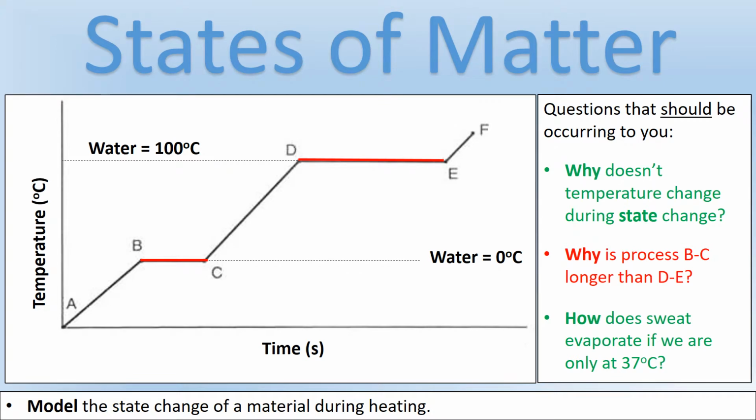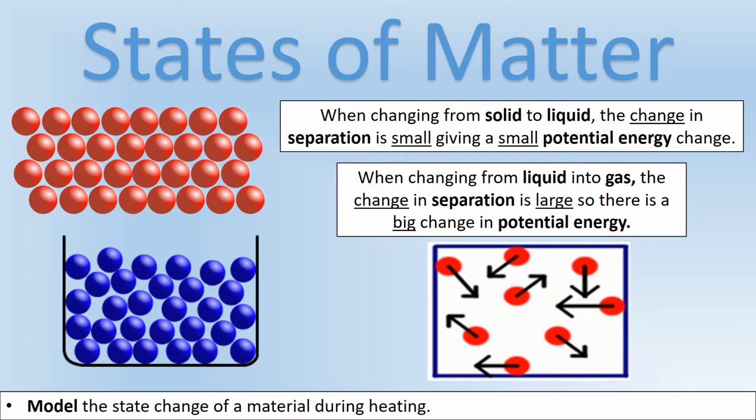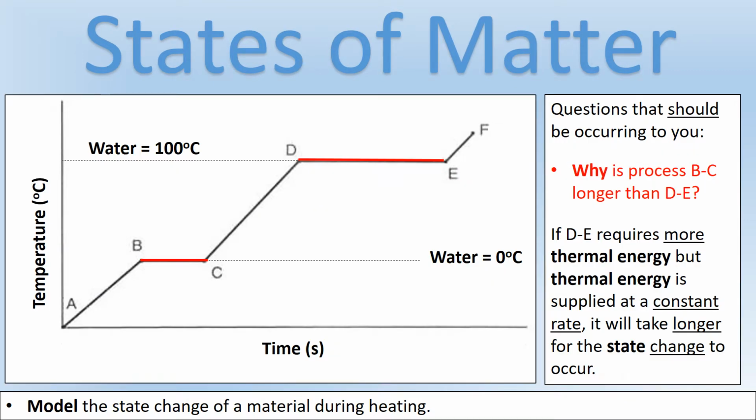So the next question was, well, why is this process D to E much longer than the B to C? And it is for all materials, it's not just water. So let's go back to our diagram states of matter. So we can see that going from a solid to a liquid, the change in separation is not that big. So that's a relatively small change in potential energy. Whereas if we go from a liquid to a gas, there is a big change in separation, so we get a big change in potential energy. So we've managed to clear up those questions.